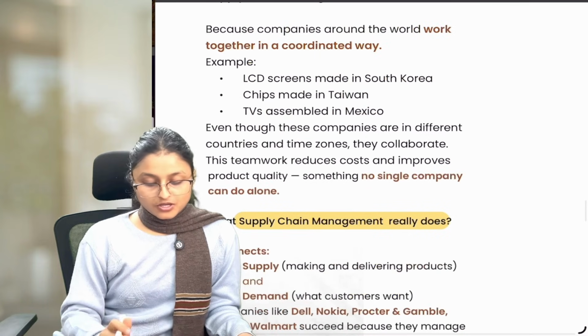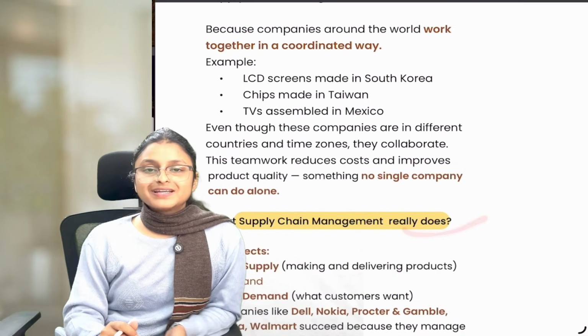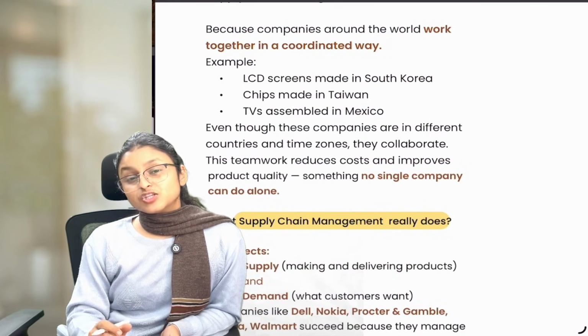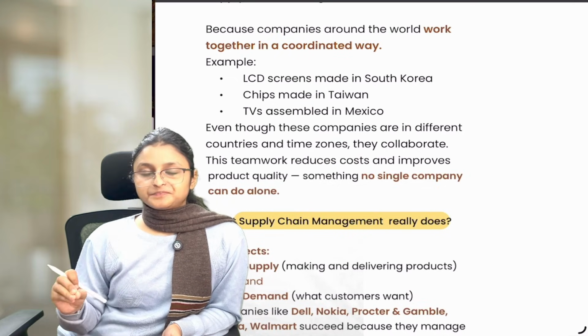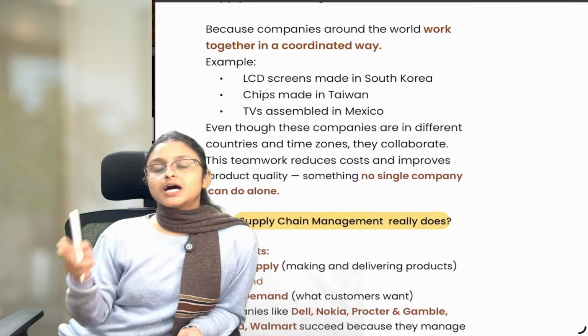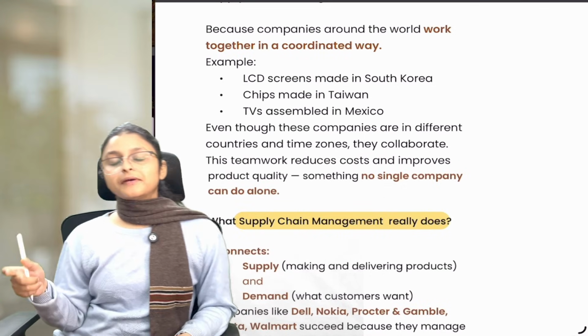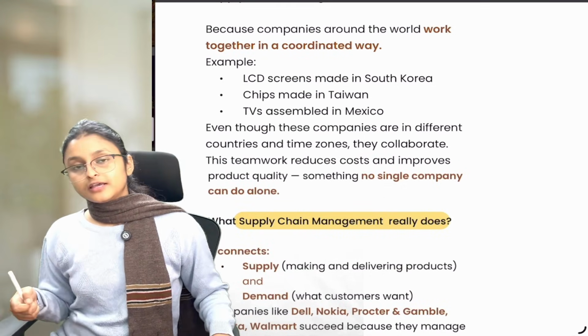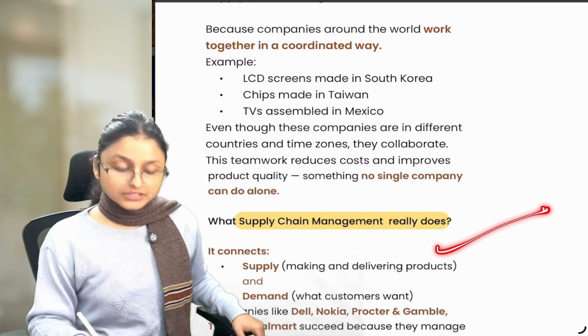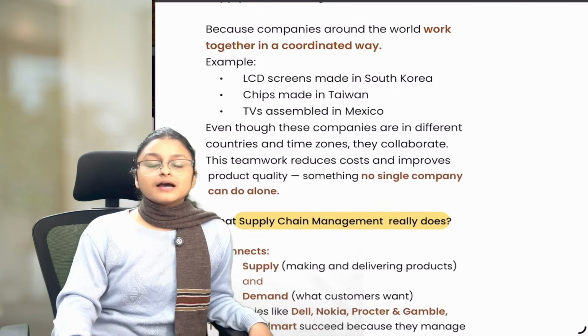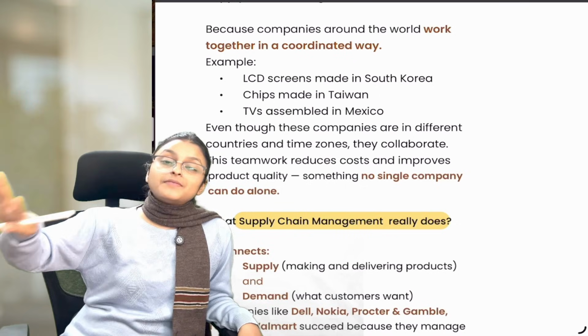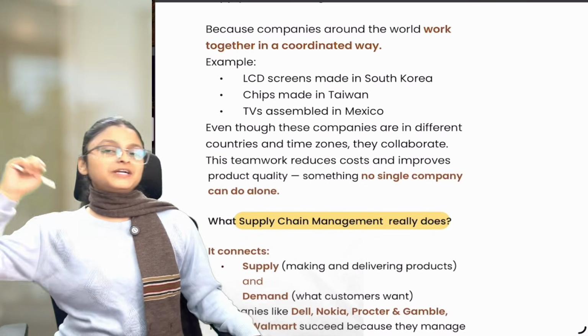Done? Now, what does supply chain management really do? What does supply chain management at the end do? It helps us connect the demand and supply. Supply means what the suppliers are providing. Demand means what customers want. When we say we connect both of these in supply chain management, our main aim is to connect supply with demand, not demand with supply.